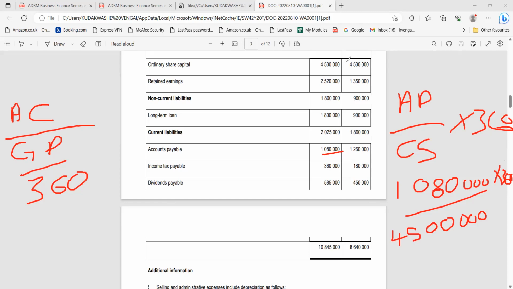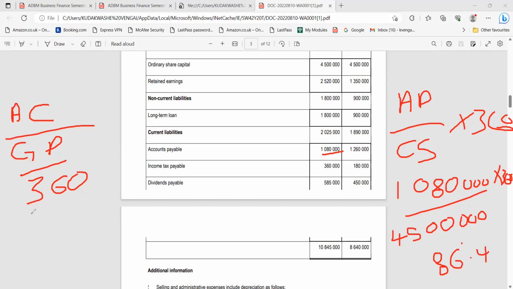1080,123 divided by 4.5 million. And then 360. That gives us 86 days. 86.4 days. So again, same concept.